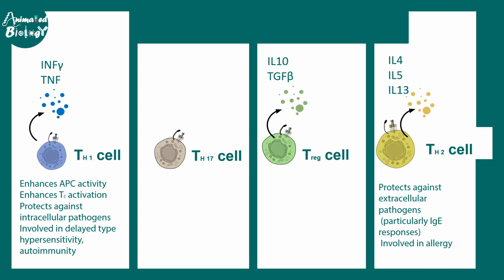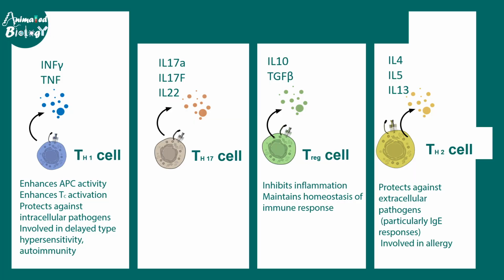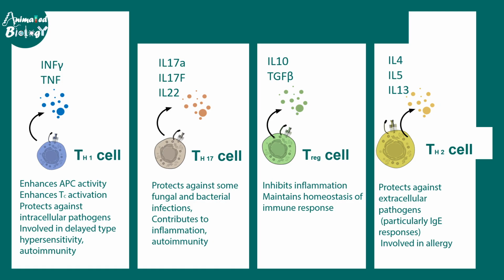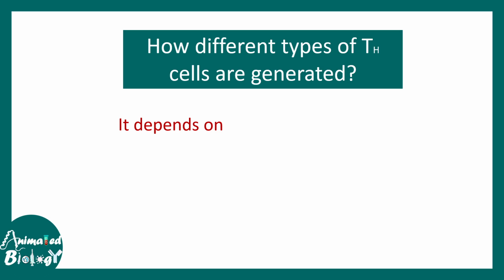T regulatory cells secrete interleukin 10 and TGF beta. They inhibit inflammatory responses and maintain the immune homeostasis. Th17, on the other hand, is also a pro-inflammatory T cell, because it secretes cytokines like IL-17A, 17F and IL-22. Th17 cells especially protect us against fungal and bacterial infection. Also, they have been implicated in many autoimmune diseases and inflammatory diseases.